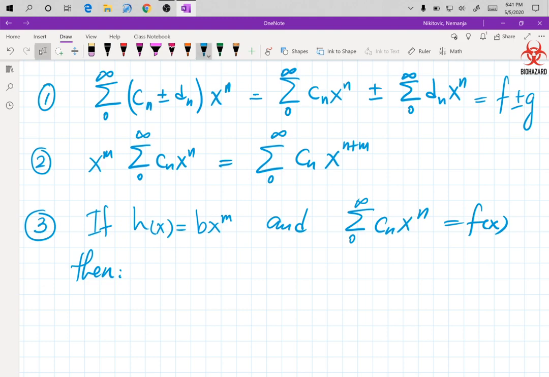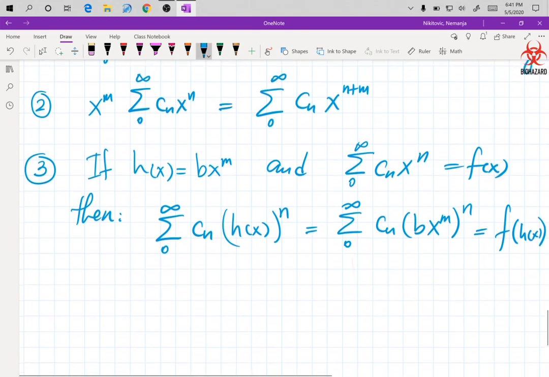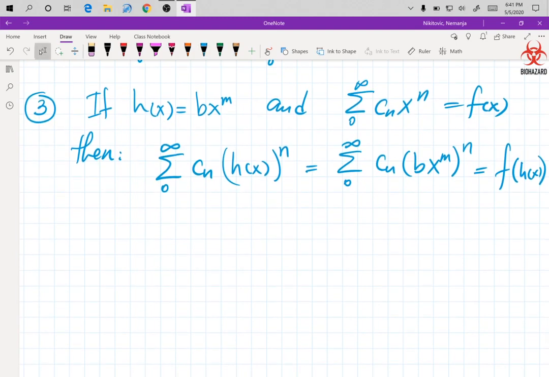Then the power series of Cn h of x to the n is the function composition, which means that you can have the summation of Cn times b x to the m, to the n, from 0 to infinity, and that is f of x of h. Function composition. Now, this one immediately requires an example.